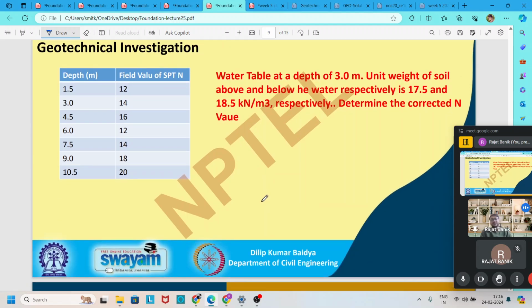Now one problem is given to find out the corrected SPT number, and the condition is given that the water table is at 3 meters from the ground surface, and the unit weight of the soil above the water table is 17.5 and below the water table is 18.5 kilonewton per meter cube. So we have to find the corrected SPT number for this condition, and the main correction here is the overburden correction. In our problem we have to find only the overburden correction.